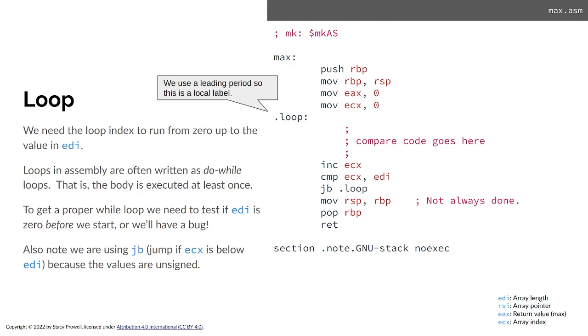Now we need a loop. And so we're going to have .loop, and then we're going to do something down at the bottom with this. So what are we doing here? Well, some stuff's going on. Let's go back and let's recap what everything is.